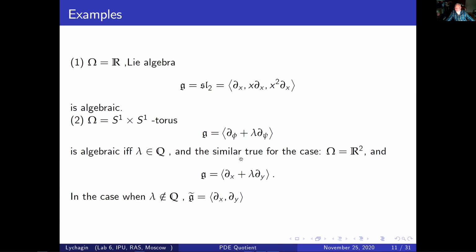Let's talk about the torus. If you take this irrational winding on the torus, then the smallest algebraic algebra that contains this vector field d/dphi plus lambda d/dpsi is the commutative algebra generated by the two vectors d/dphi and d/dpsi.